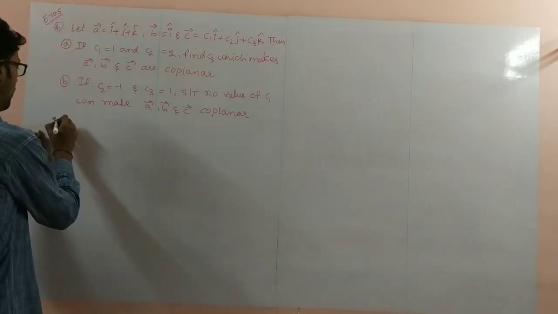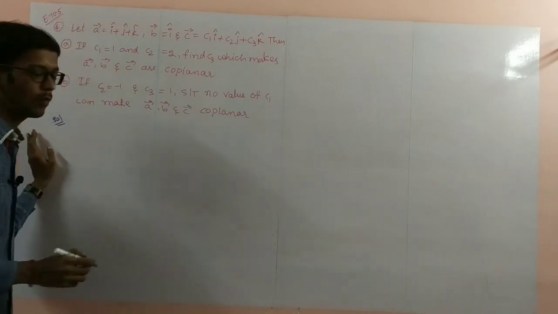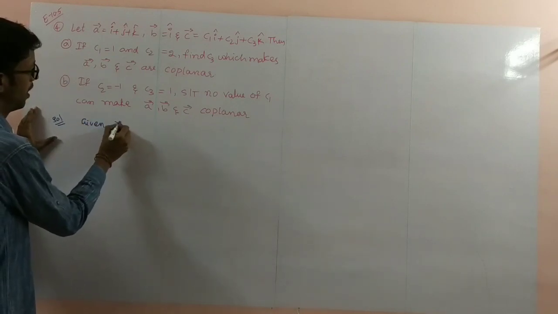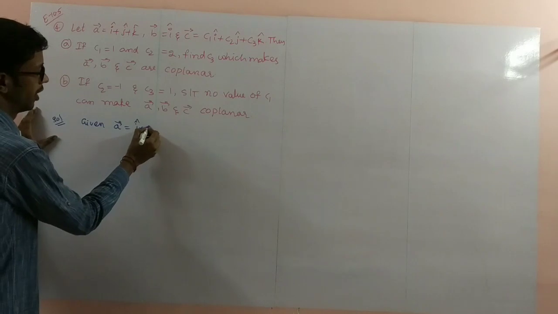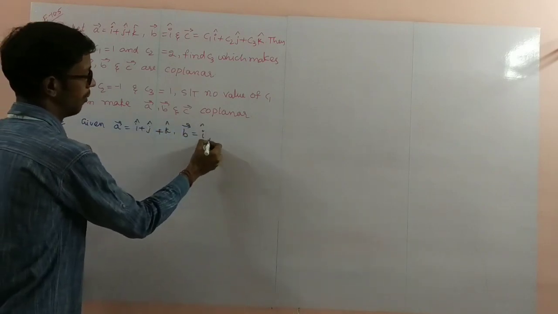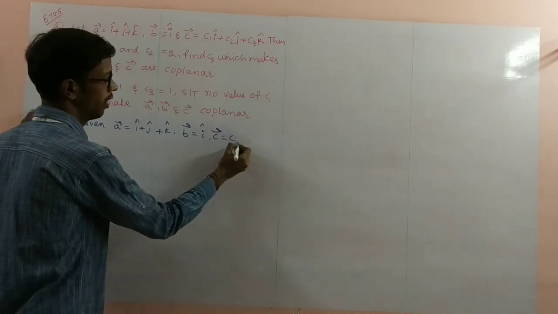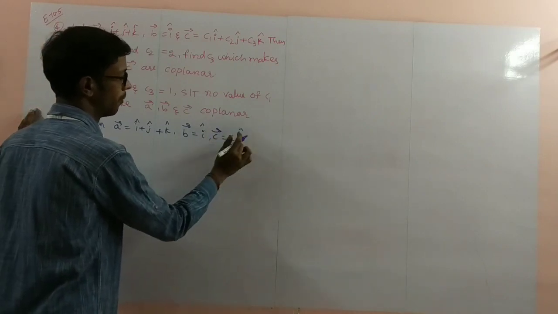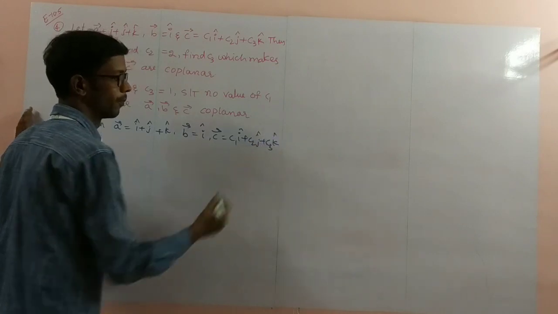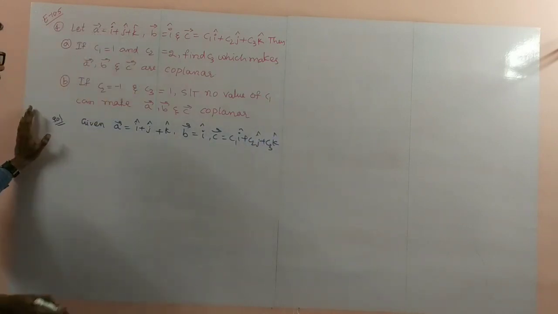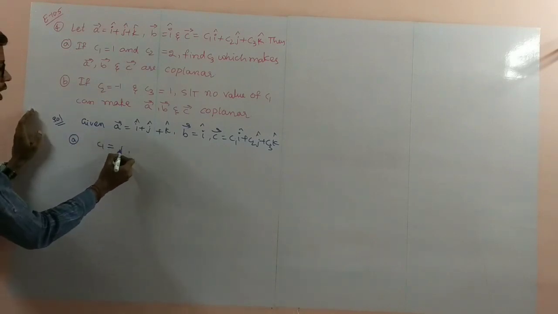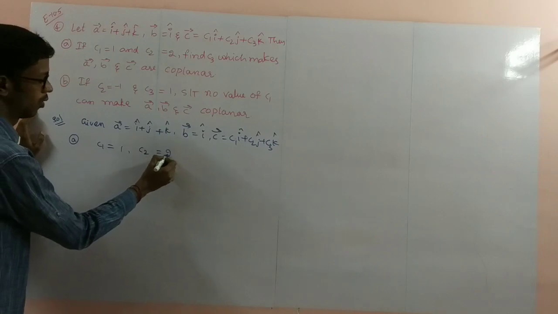For that purpose, first of all, given A bar equal to I cap plus J cap plus K cap, B bar equal to I cap, C bar equal to C1 I cap, C2 J cap, C3 K cap. First problem, C1 equal to 1, C2 equal to 2.